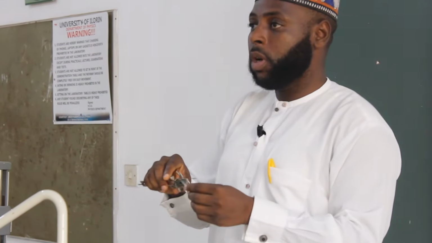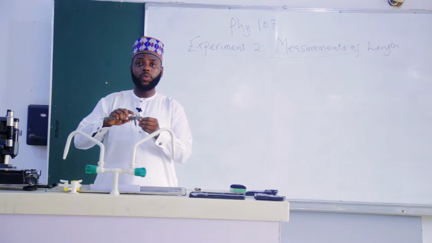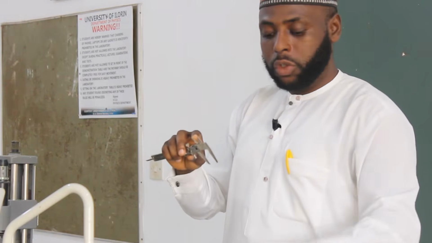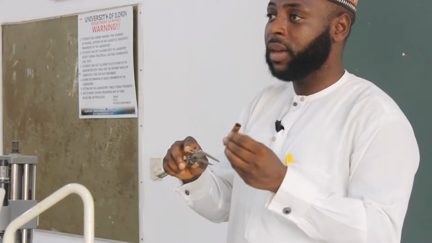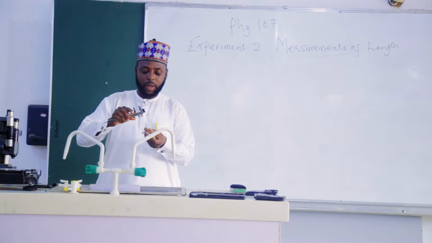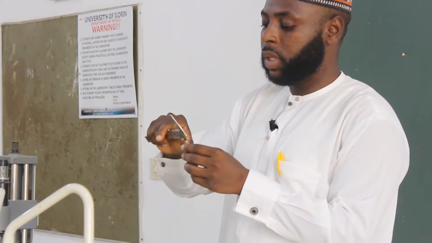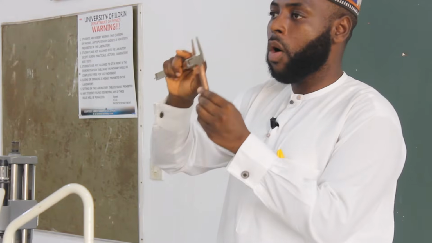The top section also has a fixed and movable blade, which we call the knife edge, which is used to measure the inner diameter of an object. For example, we have a hollow cylinder here, and we can use this to measure the inner diameter of the cylinder.